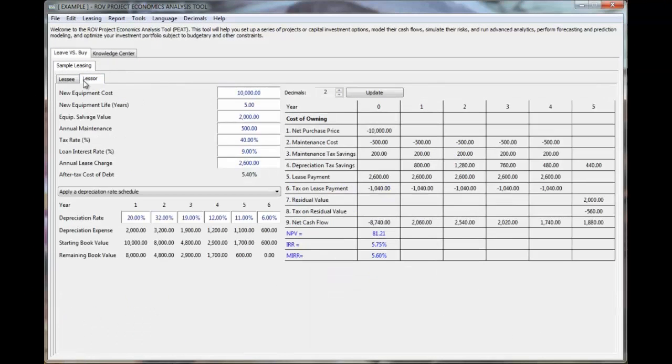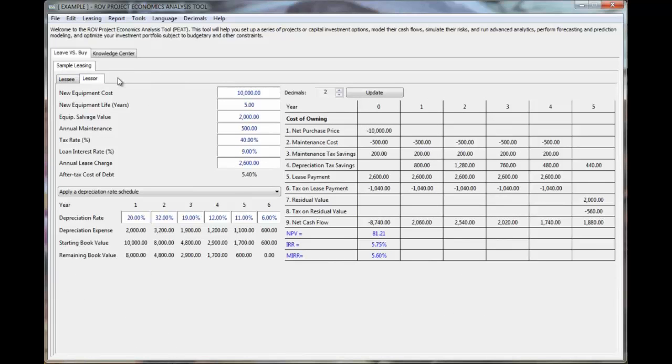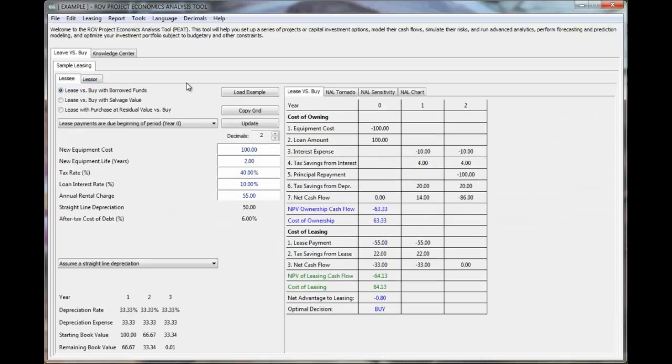There's the lessee and the lessor. Typically we do a lessee analysis. The lessor is the company that actually owns the equipment and leases it out to somebody. So typically that's of very limited use, but it's a good analysis as well. Typically, for most firms, you are the lessee. The company actually receives the equipment, pays some fees, and so forth to lease the equipment.